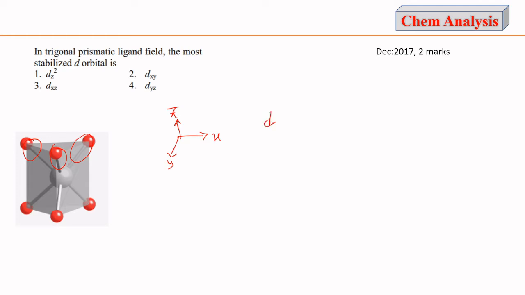Thus we can say that the dxz and dyz metal orbitals will face electronic repulsion with the ligand orbitals. So the energy of dxz and dyz will be highest for the metal. Now there is no ligand along the xy plane or along the z axis. So after these two d orbitals, dxy, dx square minus y square, and dz square orbitals come into play, and dxy and dx square minus y square will be similar in energy since they are oriented along the xy plane.